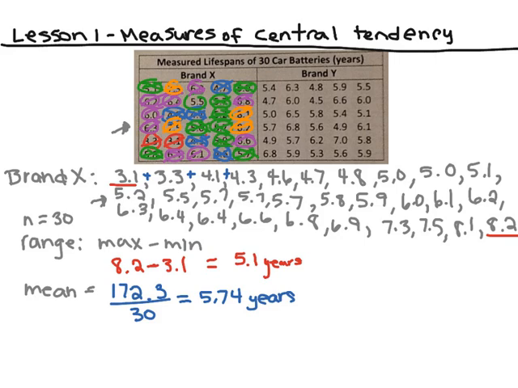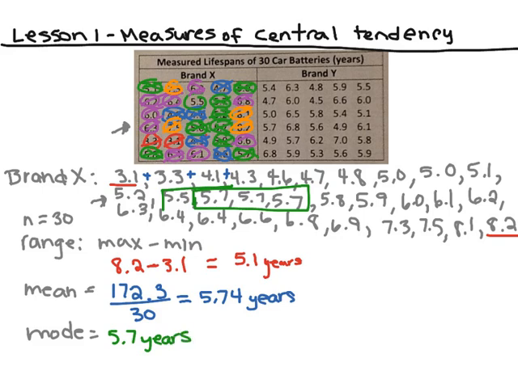Our mode is the number that comes up the most often. So we have three 5.7s right here. So our mode should be 5.7 years.